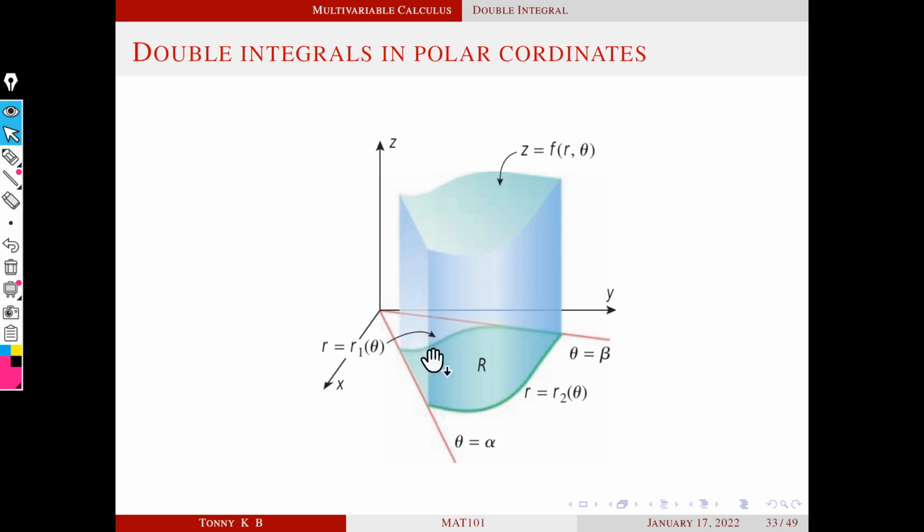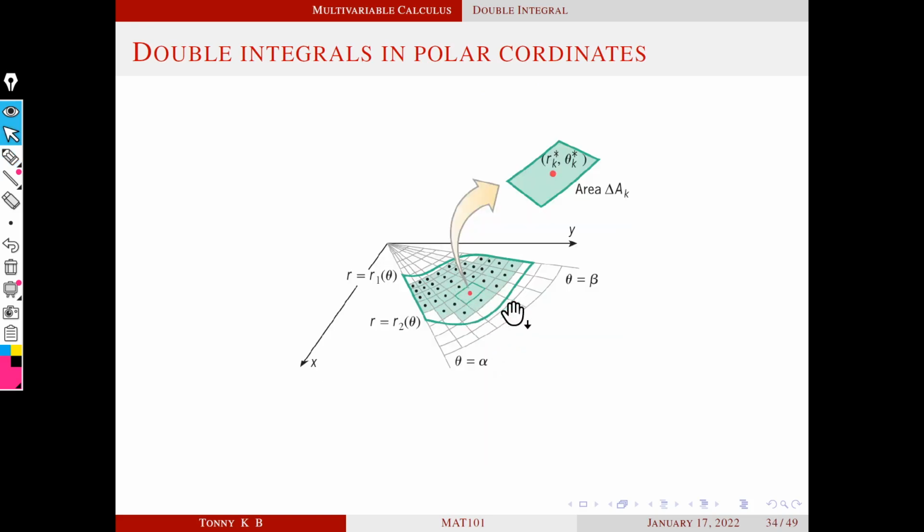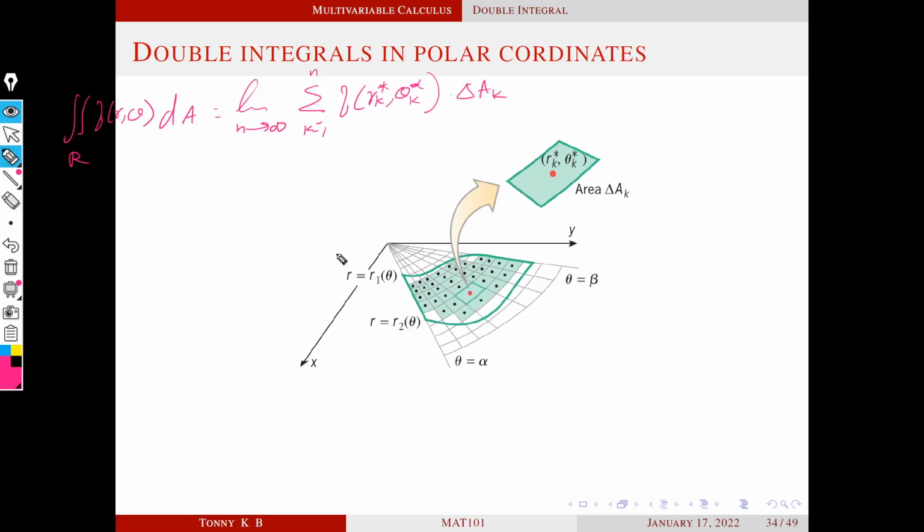Okay. We have seen that in Cartesian coordinates we divide the region into small rectangles. Here in polar coordinates, we divide the region into small polar rectangles instead of normal rectangles, using circles and rays. And we consider only the polar rectangles which are completely inside the region R. So this green boundary is the region R, and we consider only the polar rectangles which are completely inside R, similar to our Cartesian system.